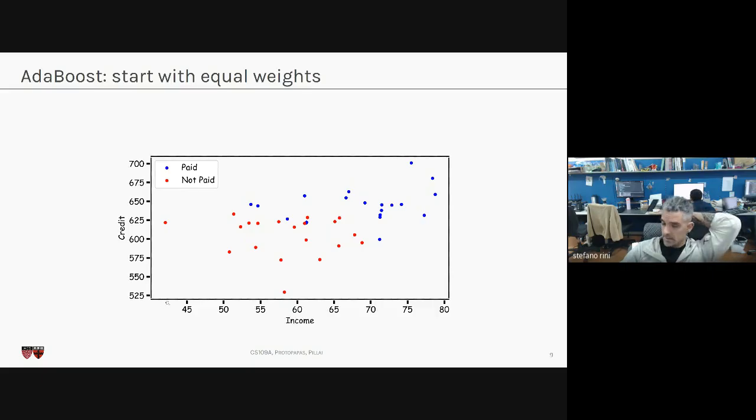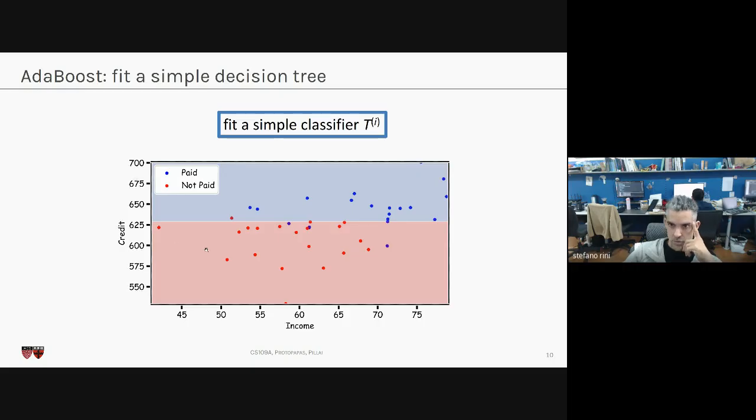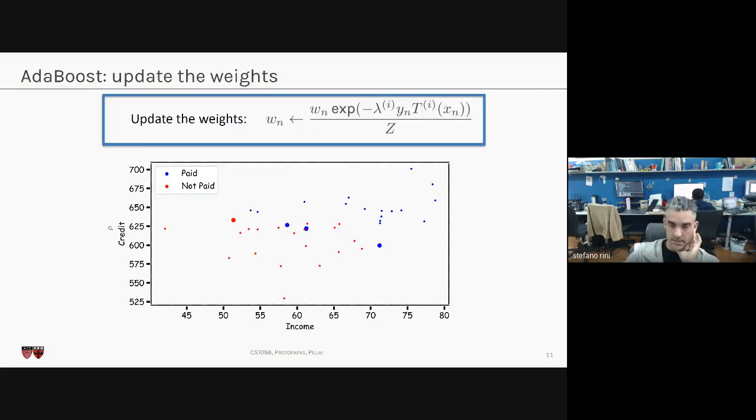Very surprisingly, right? Now we start with the usual plot, where we have the paid and unpaid as a function of credit and income. So the first classifier just split this class along this hyperplane. So we said that this is a simple predictor, a linear predictor over one of the features.